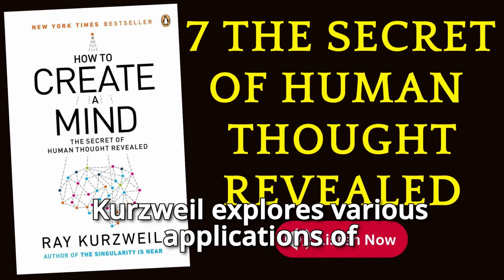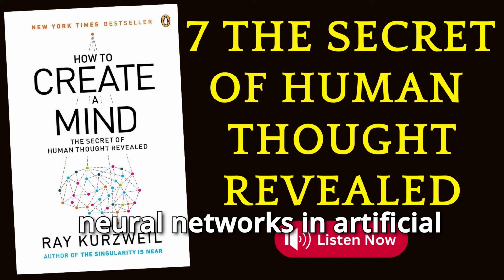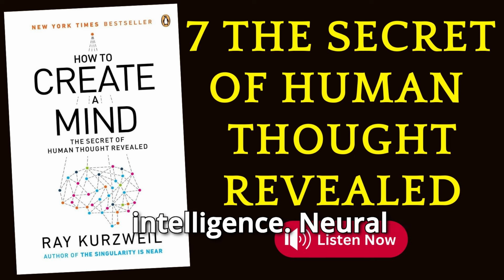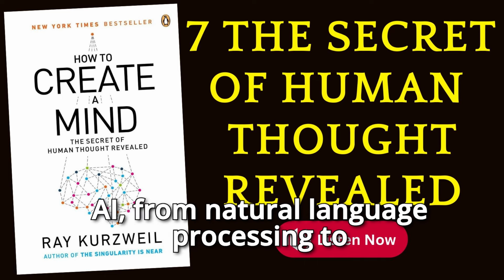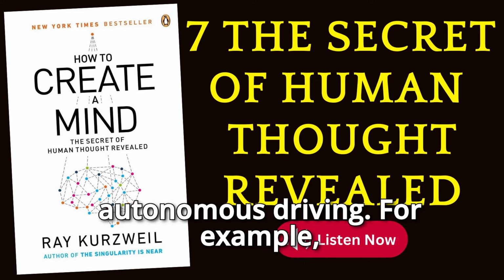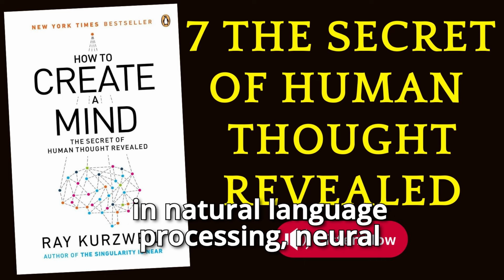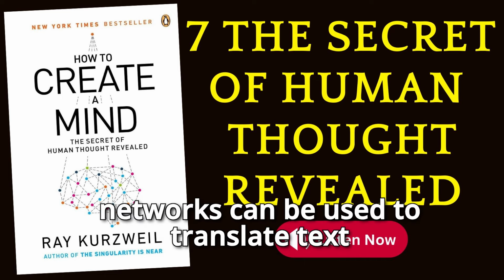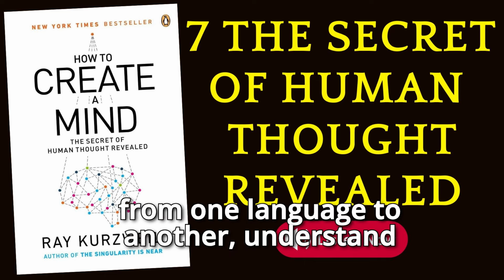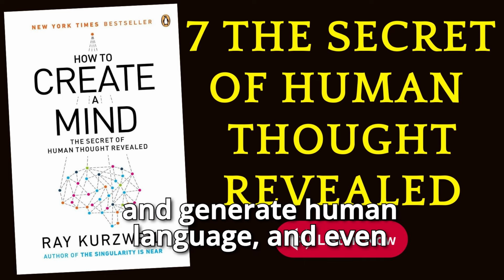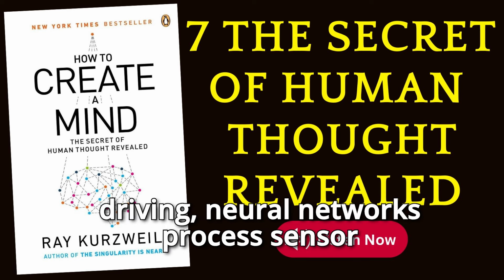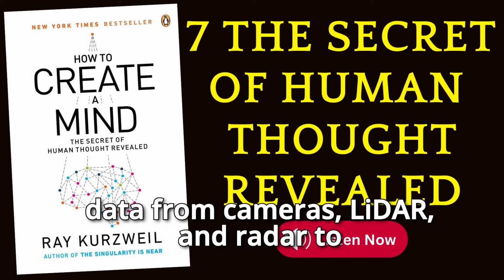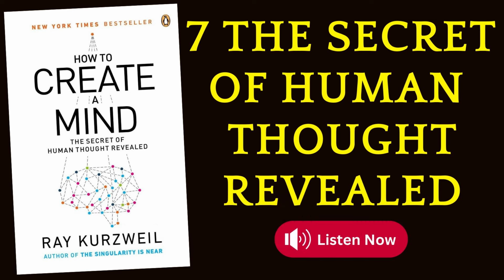Applications of neural networks in AI. Scenario: Kurzweil explores various applications of neural networks in artificial intelligence. Narrative: Neural networks have numerous applications in AI, from natural language processing to autonomous driving. For example, in natural language processing, neural networks can be used to translate text from one language to another, understand and generate human language, and even summarize documents. In autonomous driving, neural networks process sensor data from cameras, LiDAR, and radar to make real-time driving decisions.